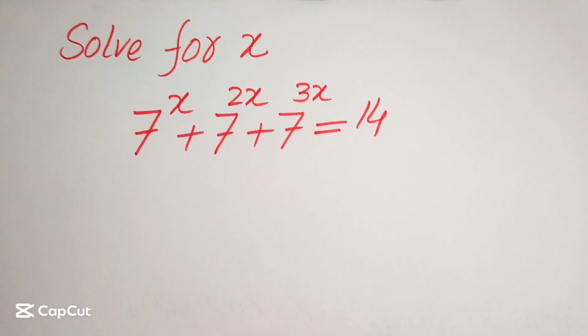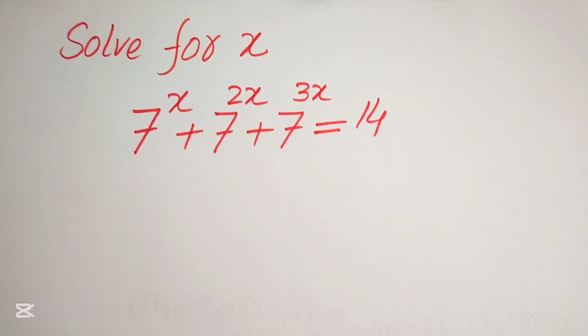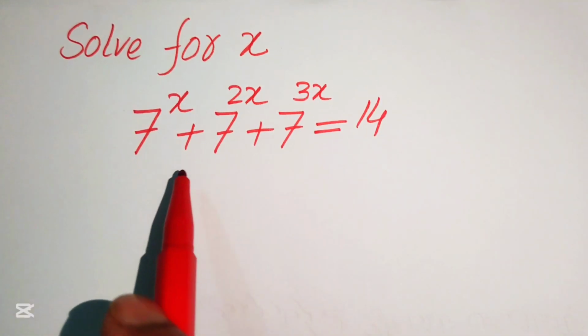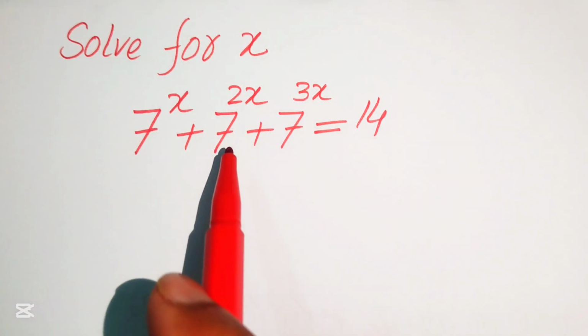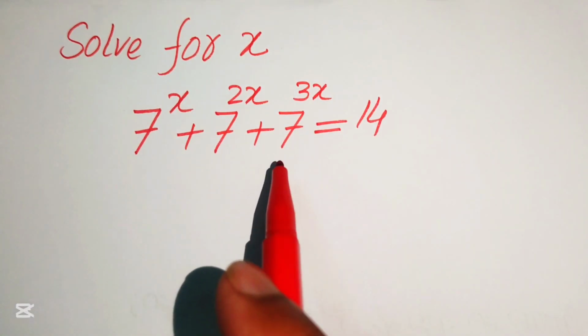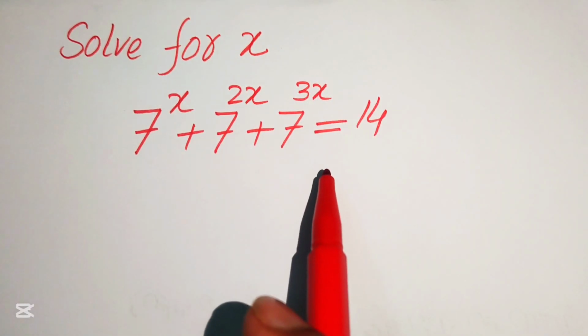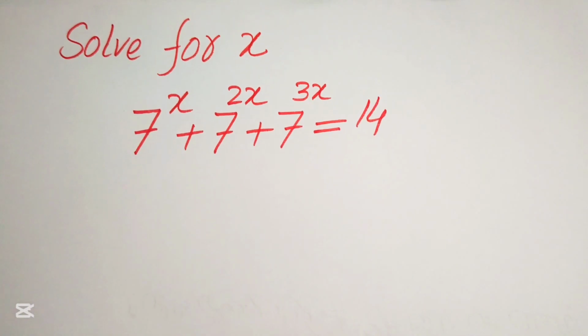Hello everyone, welcome to solve this nice math Olympiad algebra problem. So here we have 7 to the power of x plus 7 to the power of 2x plus 7 to the power of 3x equals 14, and we solve this problem for the values of x.